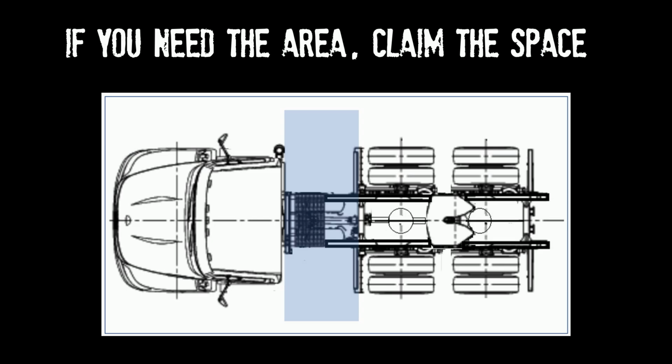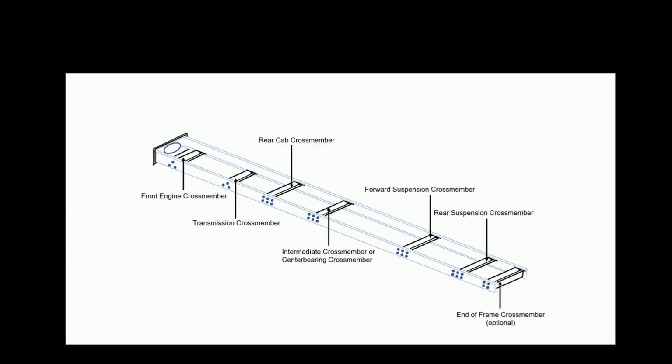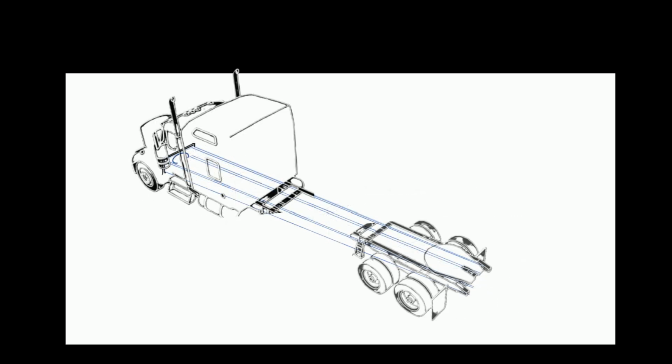Upfitters often move components to accommodate customer requirements, but this can lead to added costs, system modifications, and delivery delays. Collaborating with engineering and clearly defining requirements prior to build ensures the chassis arrives ready for intended applications, minimizing trade-offs. Cross members are structural elements added to frame rails to maintain alignment, provide rigidity, and resist twisting. They also support key components like the engine, cab, and suspension.